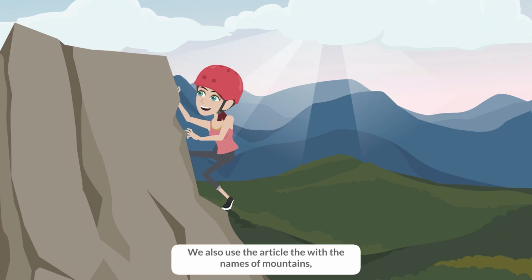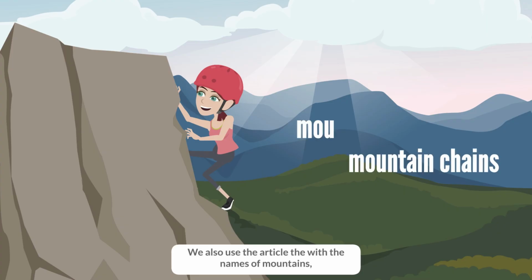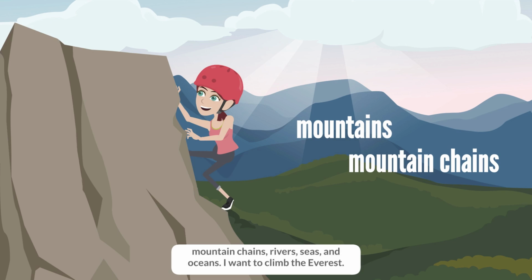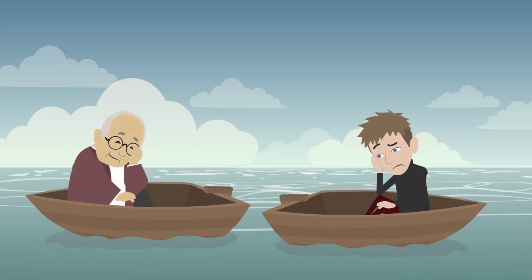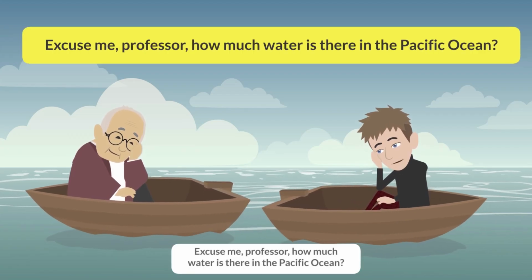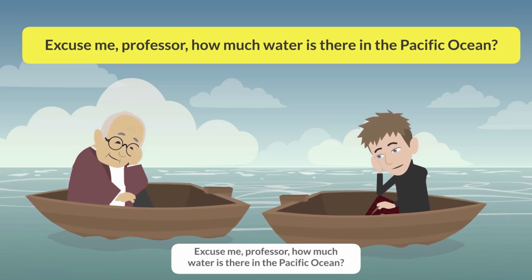We also use the article the with the names of mountains, mountain chains, rivers, seas, and oceans. I want to climb the Everest. Excuse me, Professor, how much water is there in the Pacific Ocean?